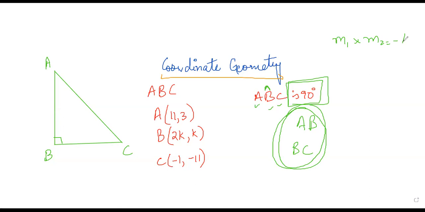The gradient of AB is k minus 3 over 2k minus 11. And the gradient of BC is minus 11 minus k over minus 1 minus 2k. Why plus 2k? It should be minus 2k, right? You multiply them and put them equal to minus 1. Now solve, and then we can do cross multiplication. If you want, you can do it directly. Okay, I'll just find it.